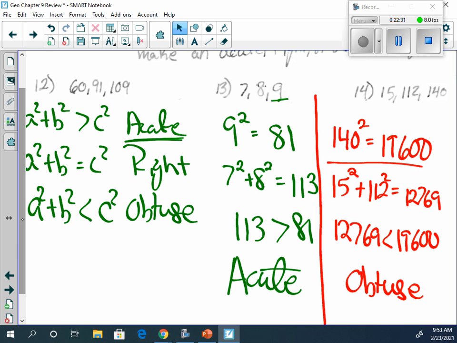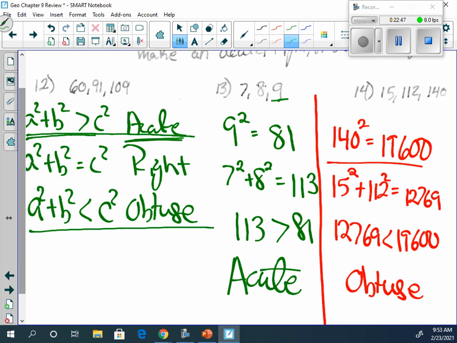And really, when we do any of these here, we're going back to the Pythagorean theorem. A squared plus b squared equals c squared for right triangles. A squared plus b squared is greater than c squared for acute, and a squared plus b squared is less than c squared if it is obtuse. So I would make sure to have those written down because those will be helpful in determining whether the triangle is right, obtuse, or acute.